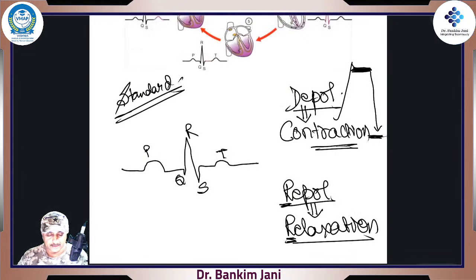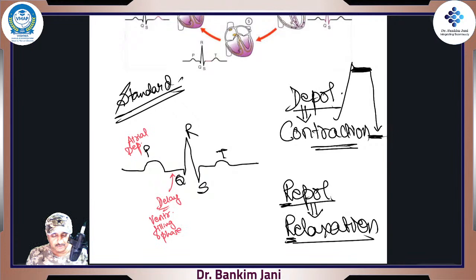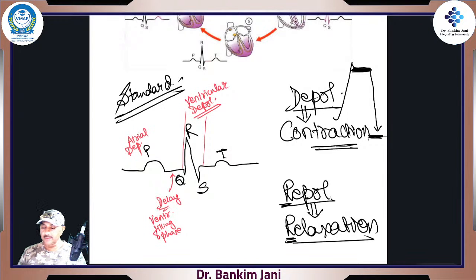So if we say this is atrial depolarization, that makes sense. This is where there is a delay. It means the ventricles are filling properly. So this is the ventricular filling phase. And then the ventricles fire and they throw the blood. This one is where the ventricles are contracting. So we'll say this is ventricular depolarization. But then where is atrial repolarization?